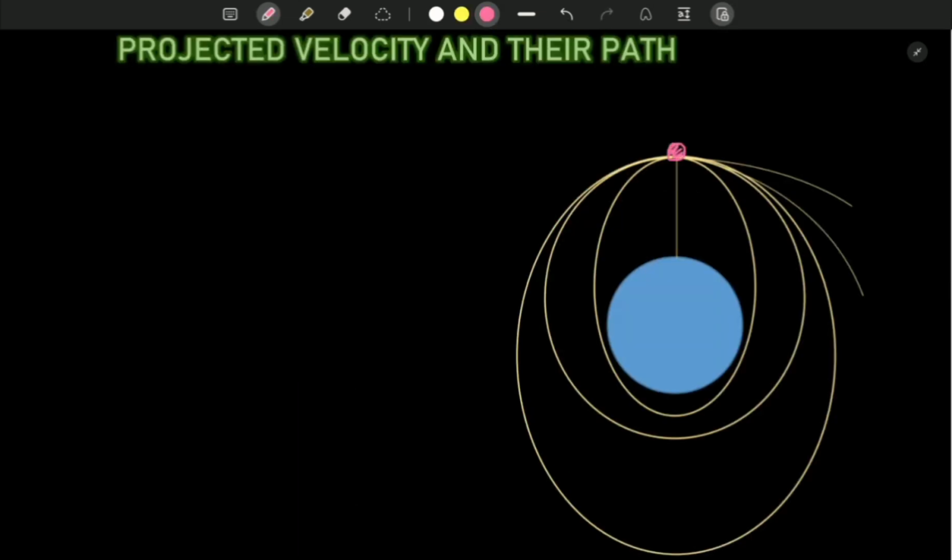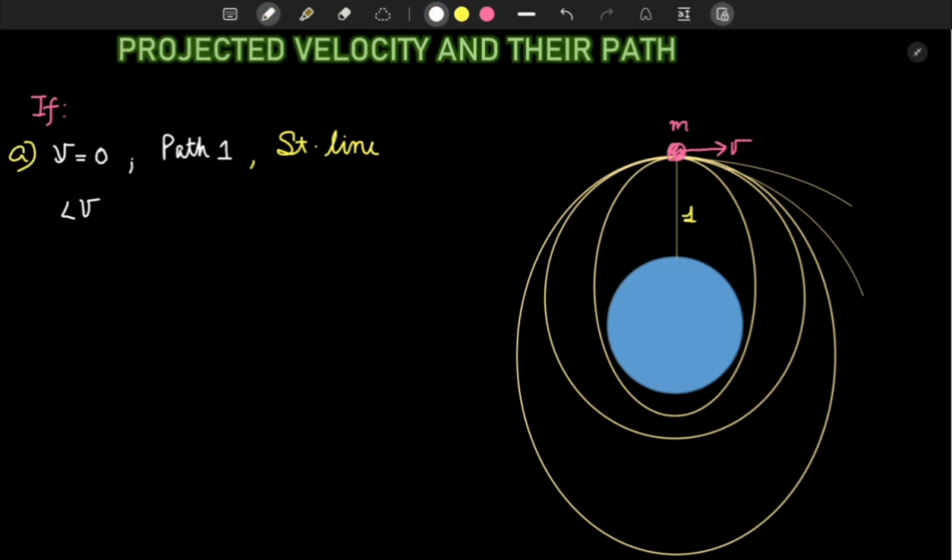As we have come to the end of this chapter, let us discuss some paths along with their projected velocities. If v equals 0, we will get path 1, which is a straight line. If v is from 0 to v0, where v0 is orbital velocity, we will get path 2, which is an elliptical path.